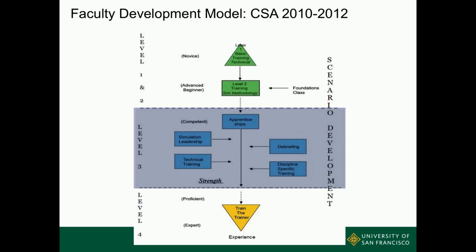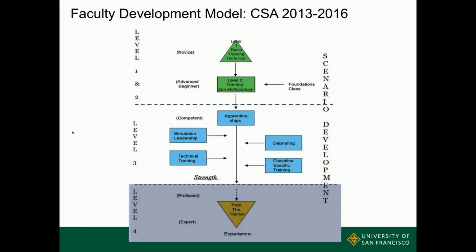We're looking at a different model now since we're moving into sustainability, but we've disseminated quite a few around the world. So 2010 to 12, we focused on building competency. And then for the last 3 years, looking at going into next year, we're really focusing on building expertise and training as many trainers as possible.